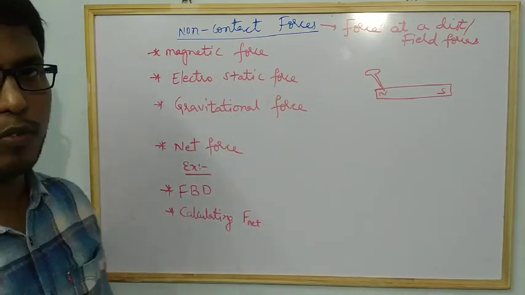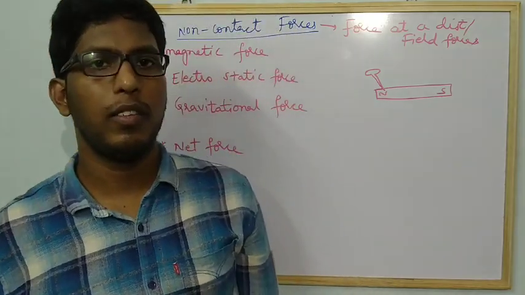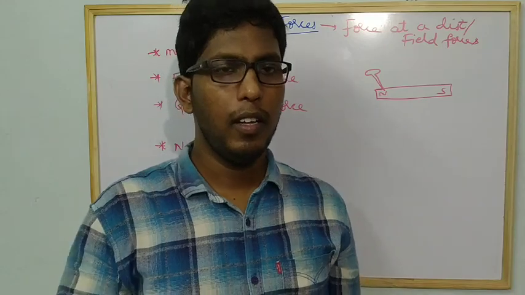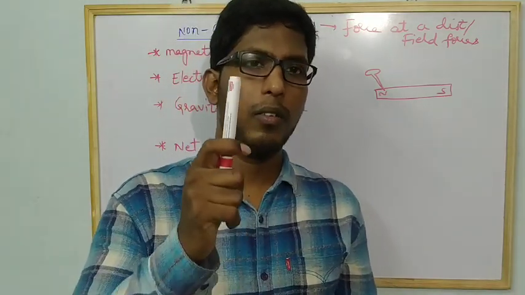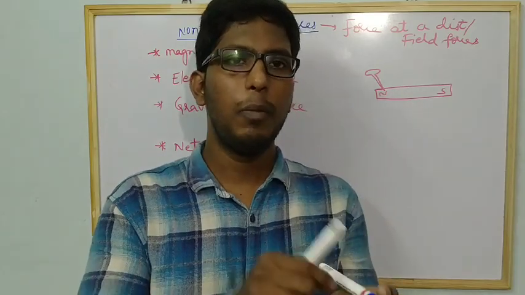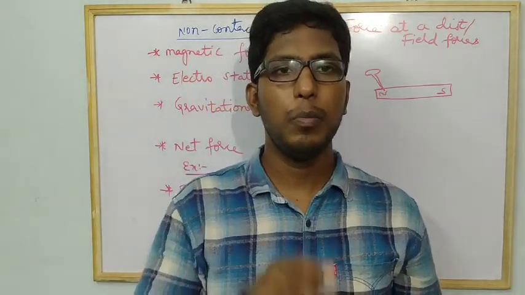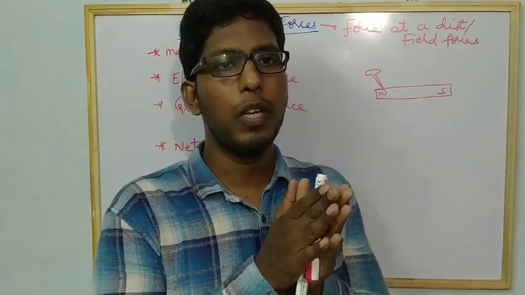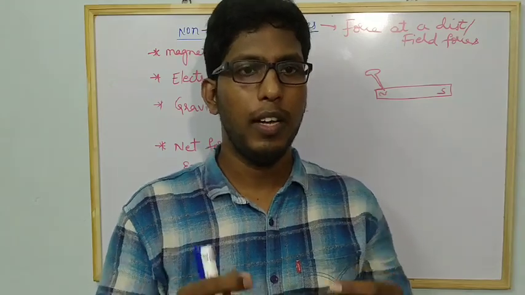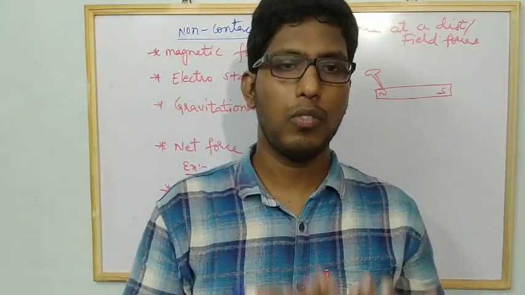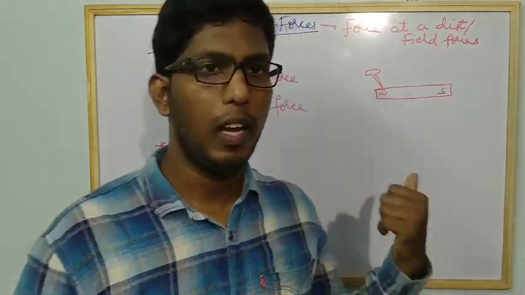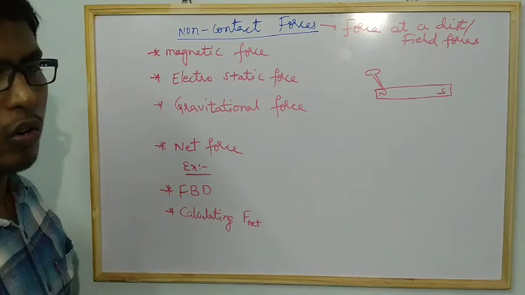Now coming to the electrostatic force. Suppose you take a plastic scale and rub it on your hair, and then place the scale near tiny pieces of paper. You observe that the papers are attracted to the scale. That is because whenever we rub two objects against each other, charge is produced, and that is called electrostatic charge. Because of that electrostatic charge, a force is generated that attracts the small papers. That force is called electrostatic force, and that is also a non-contact force.